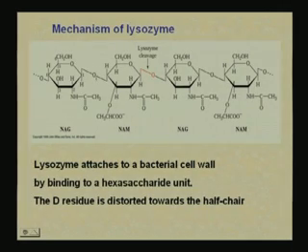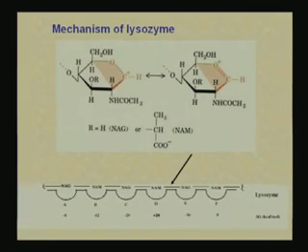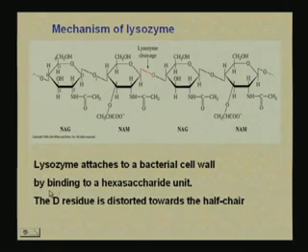The D residue is where it is going to cleave. What do these 6-membered cyclic chains form? They can have a boat conformation or a chair conformation. The stable conformation is the chair conformation. Now, when the NAG-NAM hexasaccharide unit fits into the active site groove of lysozyme, the D residue is distorted towards the half chair formation.